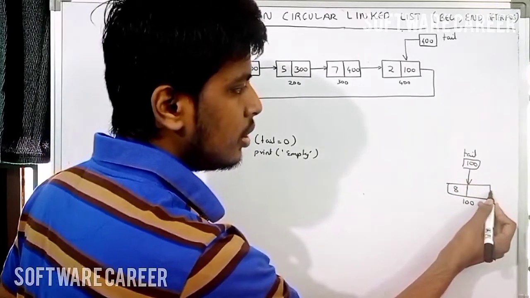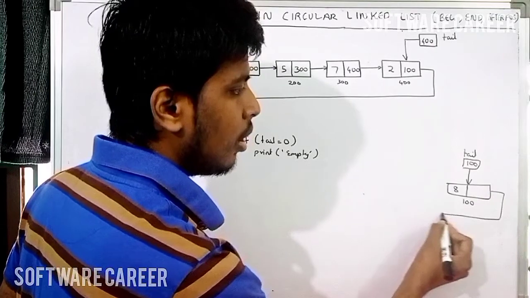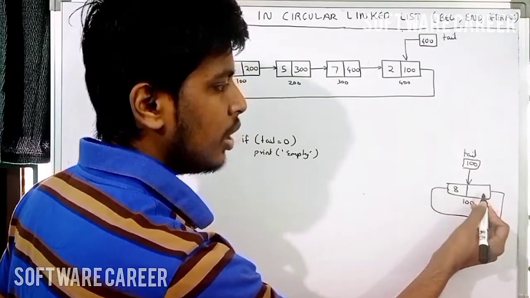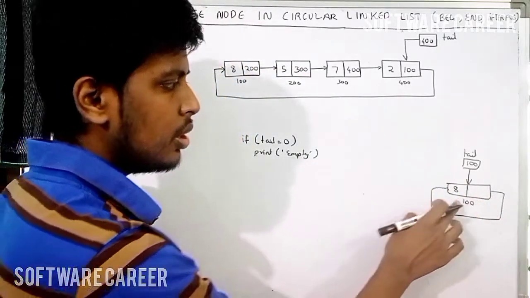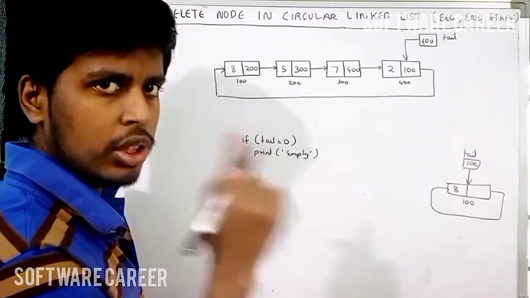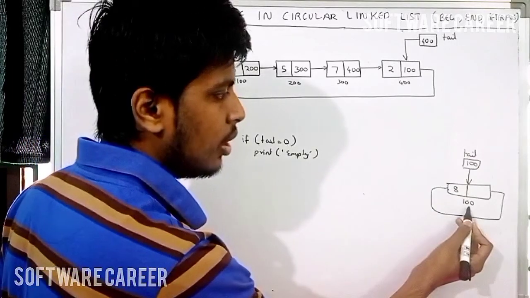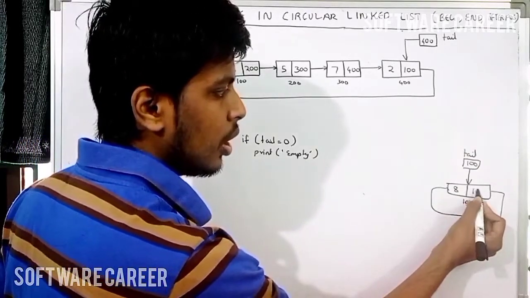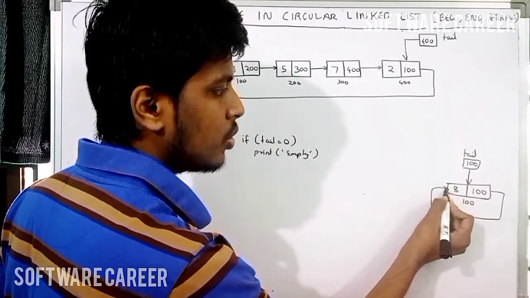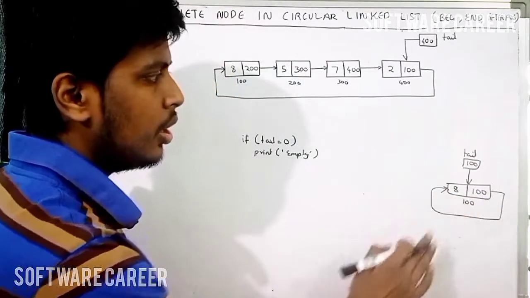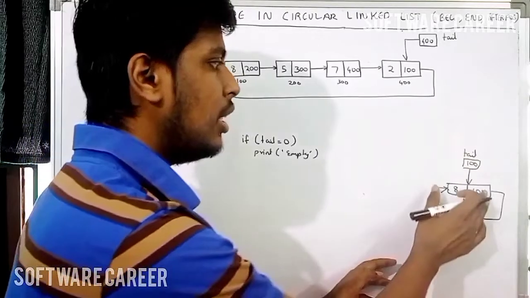Since this is circular, the pointer part stores the address of the first node. This is the first node as well as the last node because only one node is there. So the address is 100 for the first node, and 100 is stored in the pointer of the last node. Now you want to delete this node.